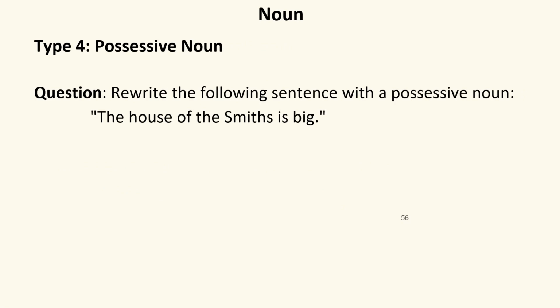Rewrite the following sentence with a possessive noun. The house of Smiths is big. Now we can write it like Smiths. Now Smiths already contains the letter S in the end, so we just put an apostrophe, not S again. So Smiths' house is big. We can write the sentence like this: Smiths' house is big.